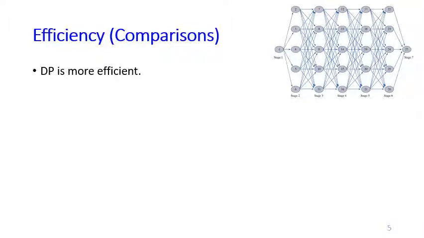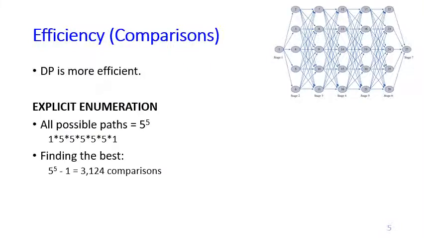Also, when we talk about how many comparisons we need to make, dynamic programming is more efficient. If we do explicit enumeration, we have 5 to the power of 5 possible paths, and then to find the best path, we need to compare 5 to the power of 5 minus 1, because we compare the first path to the second, and then the better one among them with the third, and then the better one with the fourth, and so on. That's why we have minus 1 here. So we need to do 3,124 comparisons.